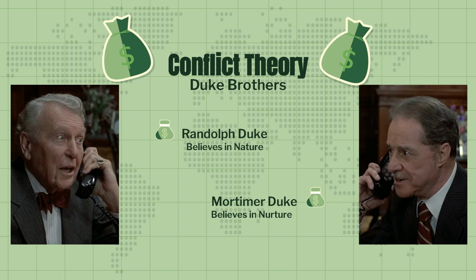They also engage in a lot of different experiments throughout the film too, and they kind of approach it in a very scientific way. But they're constantly interacting with their experiment. I think that changes the results. And Randolph Duke, he's the one who believes in the nature side of the argument, and Mortimer Duke, he believes in the nurture side. So that's what kind of begins the whole conflict of the film.